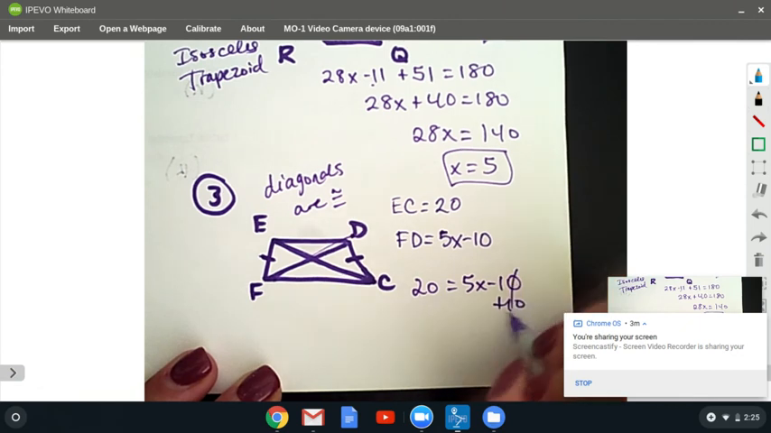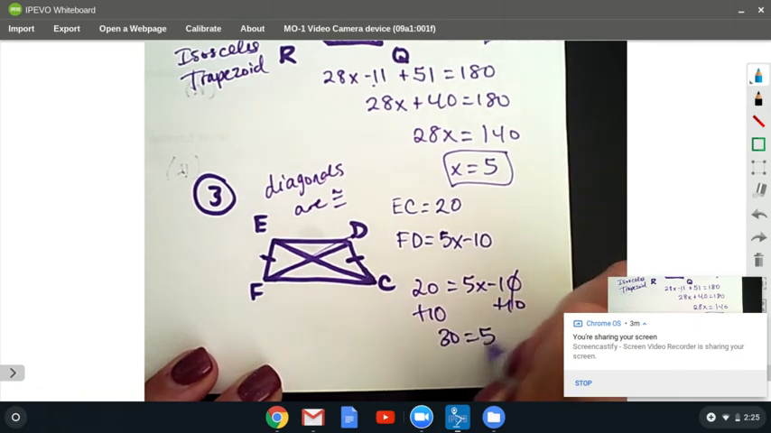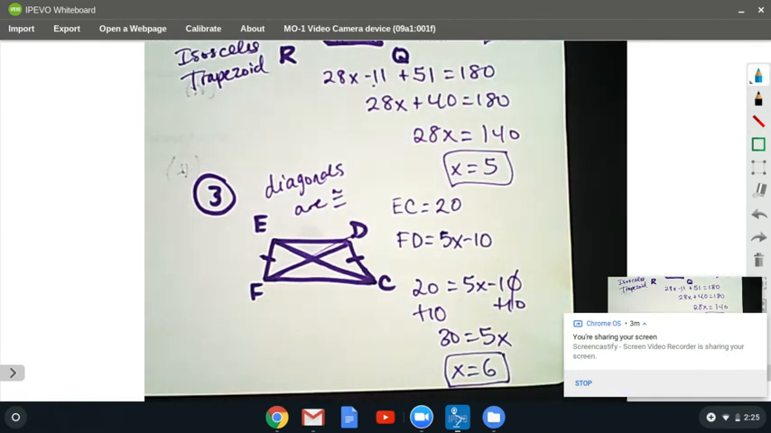So add 10 to both sides. 30 equals 5x, so x is 6. Okay, hopefully this helped a little bit.